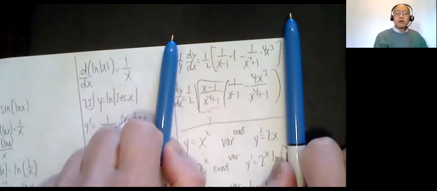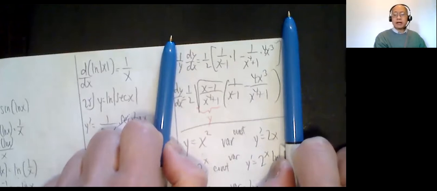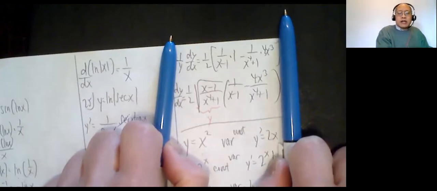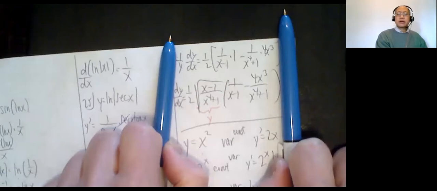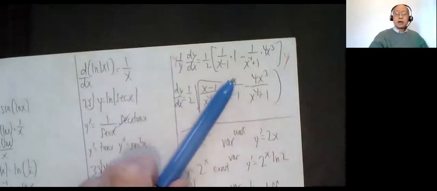So right now I have 1 over y dy dx is equal to 1/2 bracket 1 over x minus 1 times 1. If it's times 1, you don't have to write it. Minus 1 over x to the 4th plus 1 times 4x cubed. Now, look on the left-hand side. You want to isolate dy dx. So how do I isolate dy dx? Basically, get rid of 1 over y. How do you get rid of 1 over y? Multiply by y. Okay, so multiply y on both sides.